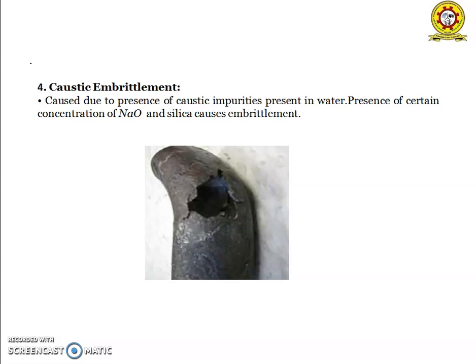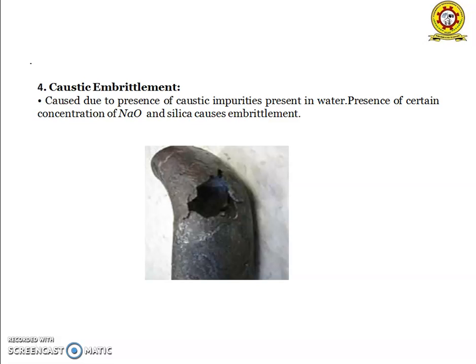The next one is caustic embrittlement, caused by the presence of caustic impurities in the water. The presence of a high concentration of NaOH and silica causes embrittlement. NaOH makes the metal brittle and causes inner cracks along the seams below the water level. These are the cracks observed in the metal. NaOH flows into the minute hair cracks of the boiler surface by capillary action.